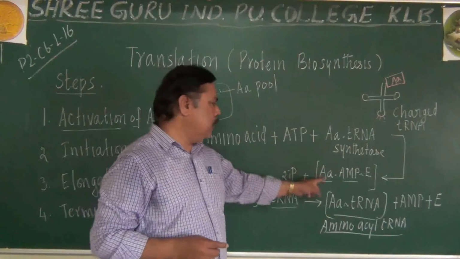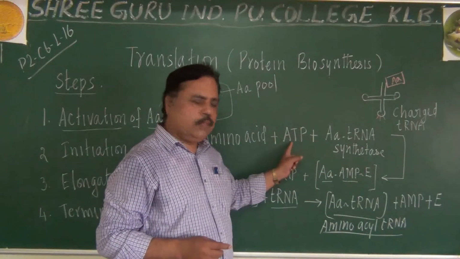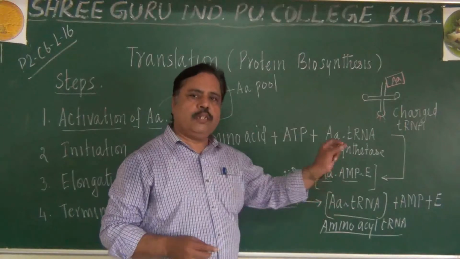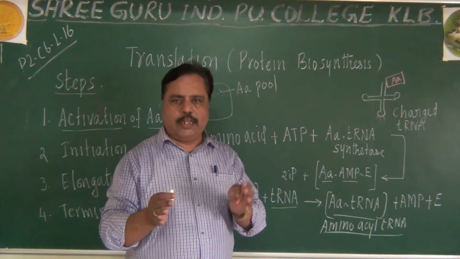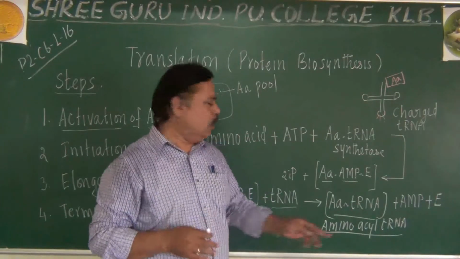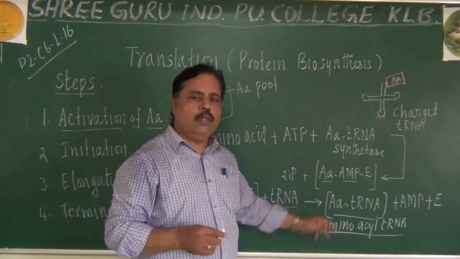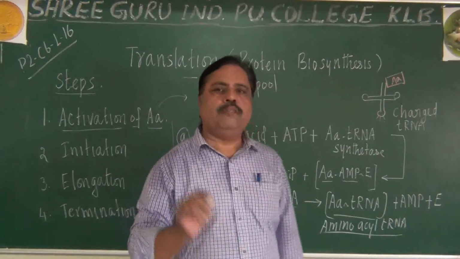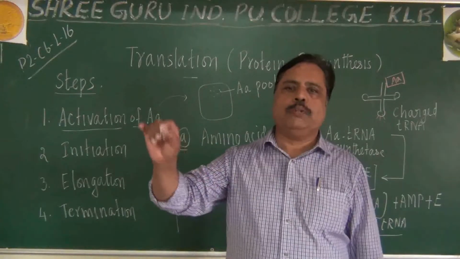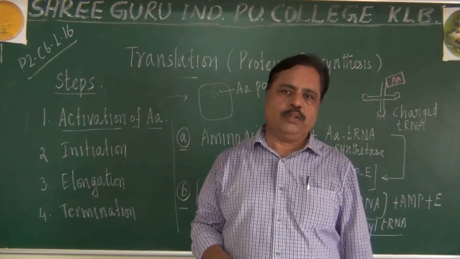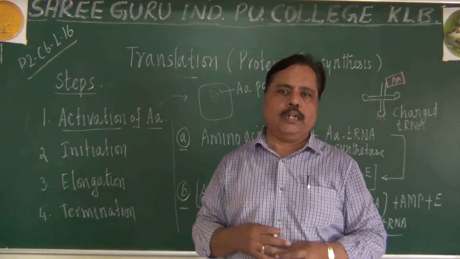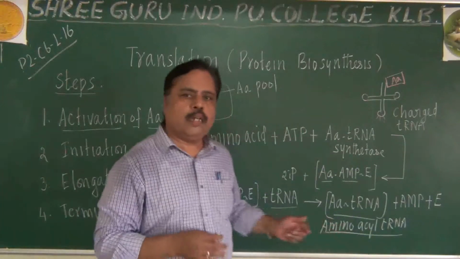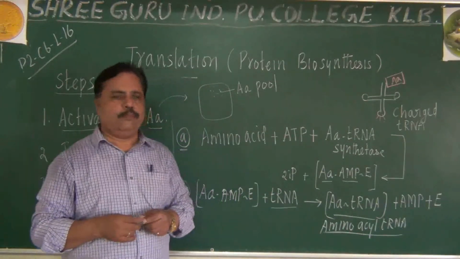First you are activating it by using energy, then you are charging it with the tRNA molecule. Now vehicle is ready, tRNA is ready with raw material. What is raw material? Amino acid. So remember, specific amino acid will have specific tRNA for their usage. A particular amino acid will have a particular tRNA only. That is called cognateness, we can say.